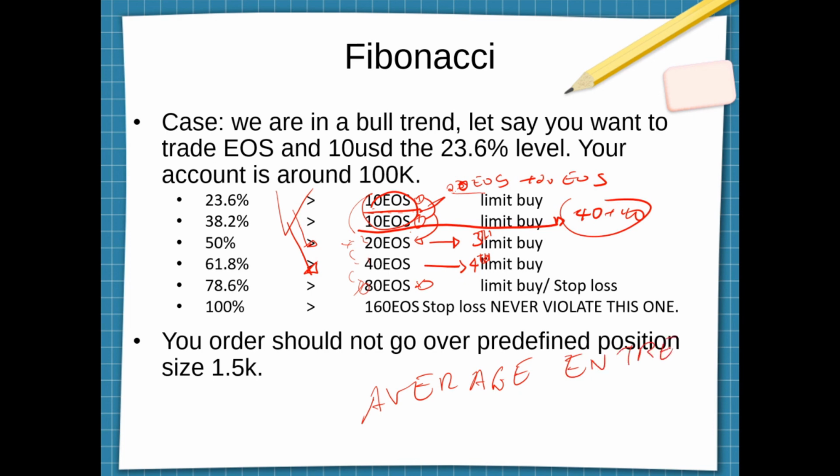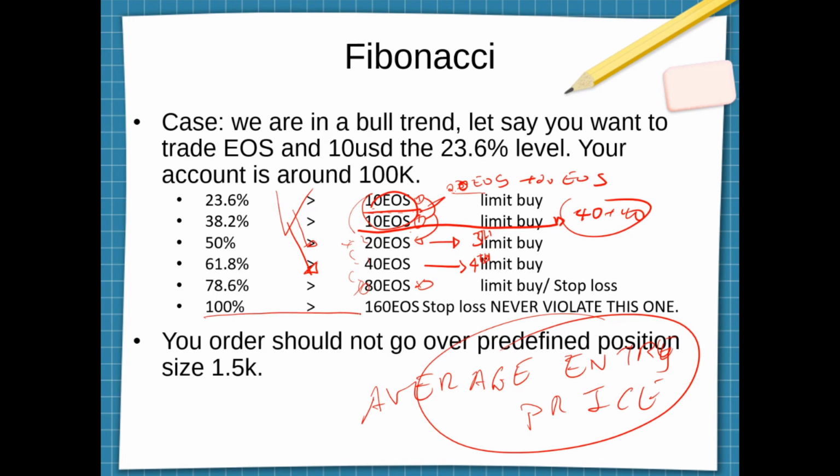Your average entry price. And this average entry price will kind of make it easier for you to be in a profitable situation. See what I mean? In a profitable situation. Now, the 100% is simple. At that point, if we get deeper, you already have 100 EOS. If we go on 100%, never violate this. You would take the loss. Over time, you will make way more money.